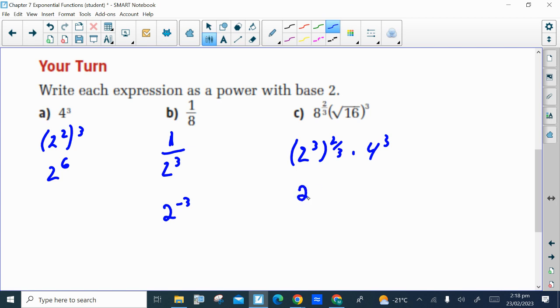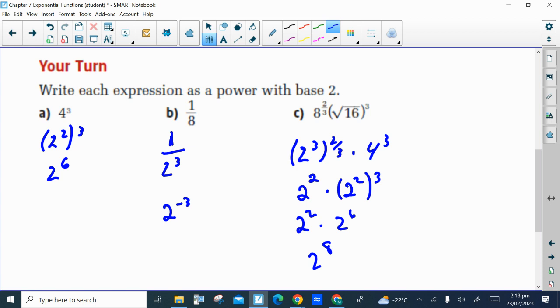But first, I would multiply the exponents for this first factor. The 3's would cancel, and you'll get 2 squared times 4 is also 2 squared, which is raised to the power 3. So you'll have 2 squared times 2 to the 6th. And now you multiply them together by adding the exponents and keeping the base the same.